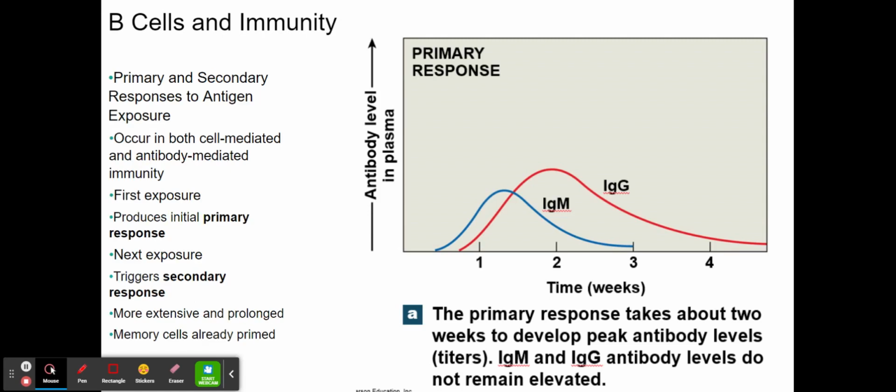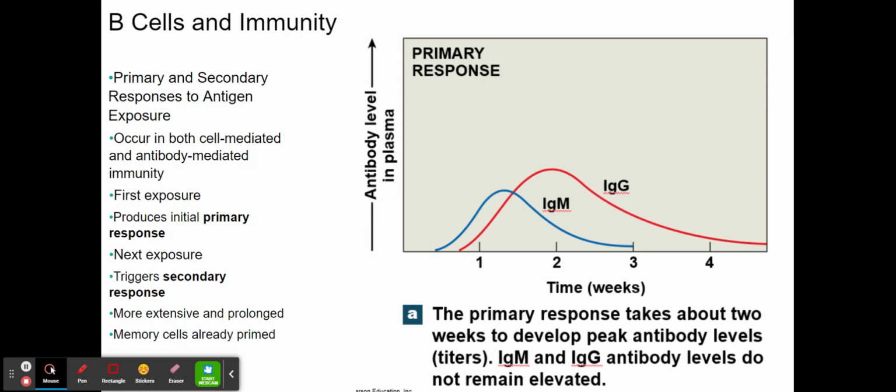The initial immune response to an antigen is called the primary response. When the antigen appears again, it triggers a more extensive and prolonged secondary response. This response is due to the presence of large numbers of memory cells that are primed for the arrival of the antigen. Primary and secondary responses occur in both cell-mediated and antibody-mediated immunities. So let's look at the pattern of antibody production over time to see the differences between the primary and secondary responses.